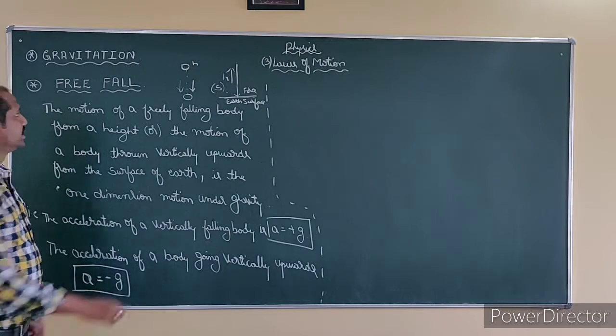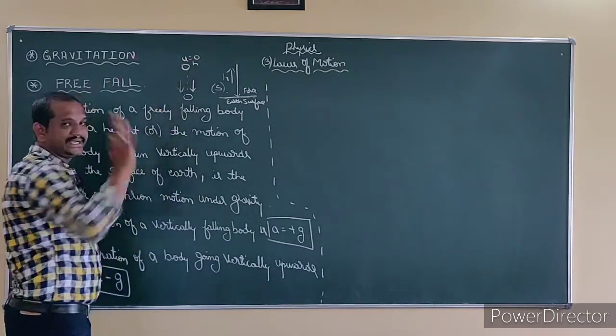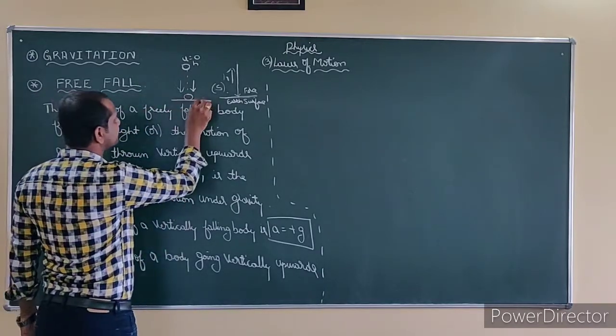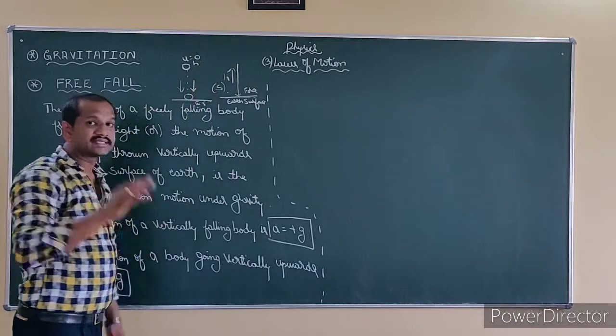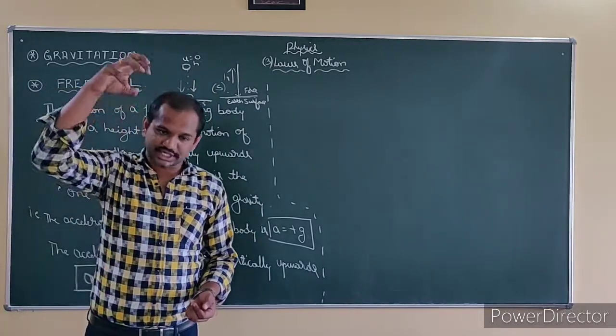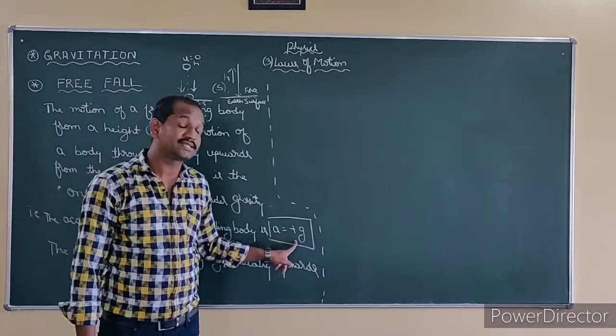Did you understand? In this case, the initial velocity was 0 at some height. When it is released, it comes to the earth surface. In this case, acceleration is considered to be positive. Whatever object is coming towards the earth, its acceleration is also always positive.